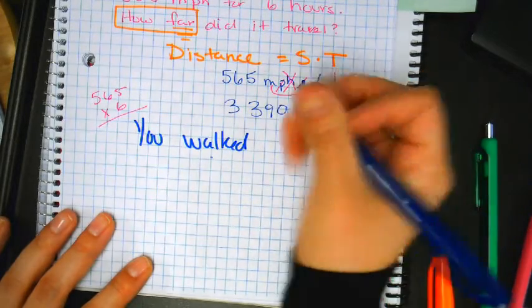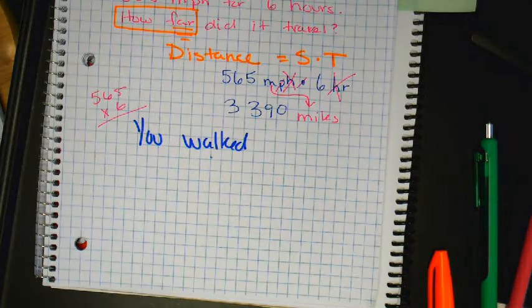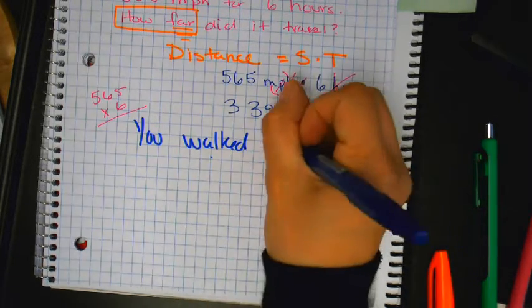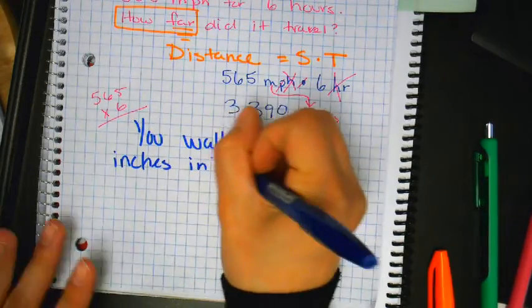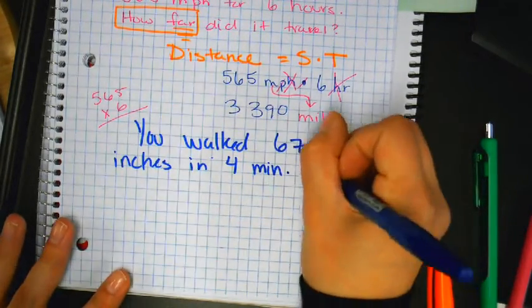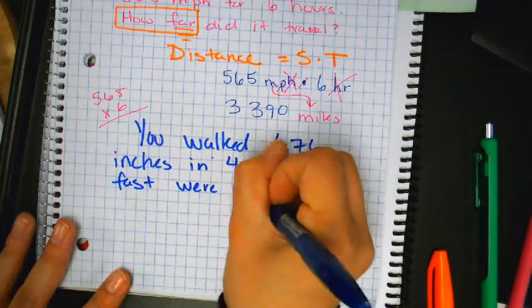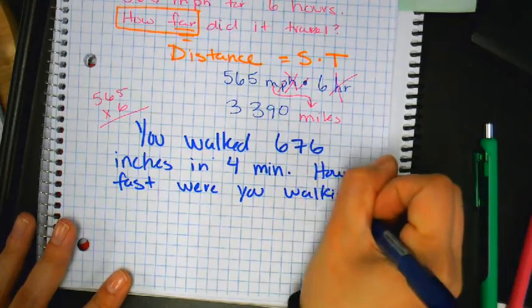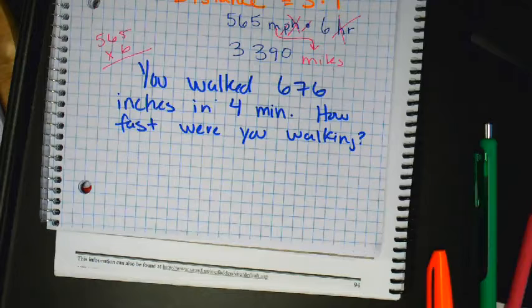You walked 676 inches in 4 minutes. How fast were you walking? Okay, so write the problem down. We should all be writing the word problem. Can you use these word problems for your homework tonight? Yes, they could definitely help you understand what to do.